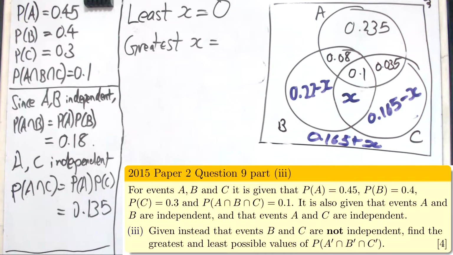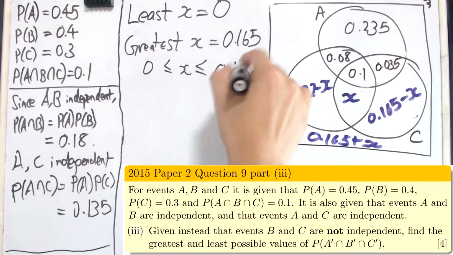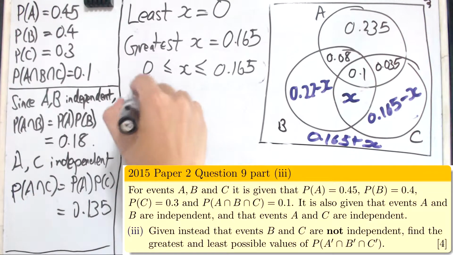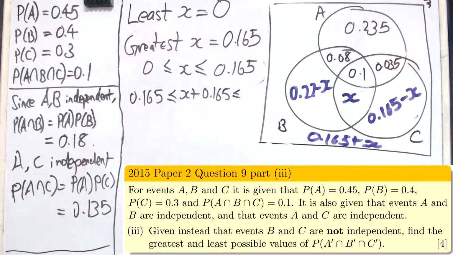So what is the greatest X can be? For this one to work, it has to be at most 0.22. But again 0.22 won't work because if you plug it in here, we will end up with another negative value. So the greatest X can actually be is 0.165. Now we are ready to answer the question. Turns out what we want is not X. What we want is the probability of A prime intersect B prime intersect C prime. That's the region outside. The algebraic quantity we have is 0.165 plus X. X is between 0 and 0.165. To get A prime intersect B prime intersect C prime, we simply have to add 0.165 to all three quantities. So we get 0.165 is less than or equal to X plus 0.165, which is less than or equal to 0.165 plus 0.165, giving a quantity of 0.33. This solves the question for us.